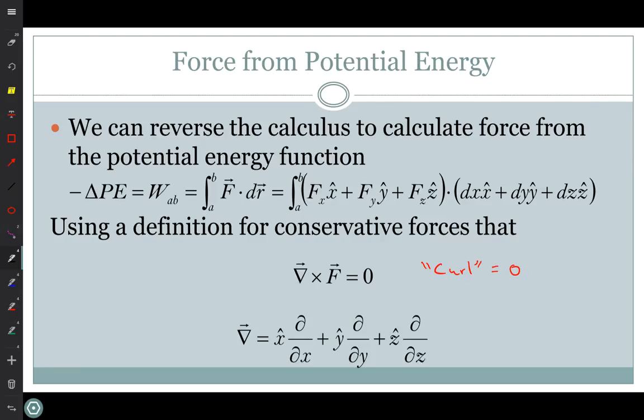Last thing. We've gone now from force to work to potential energy. We can reverse that process. We can go from potential energy back to force. So I wrote up here the equation for minus change in potential energy. I put the definition of curl, and I put the definition of the gradient operator. And now I want to show the relationship. So what is the gradient operator? It's a directional derivative.